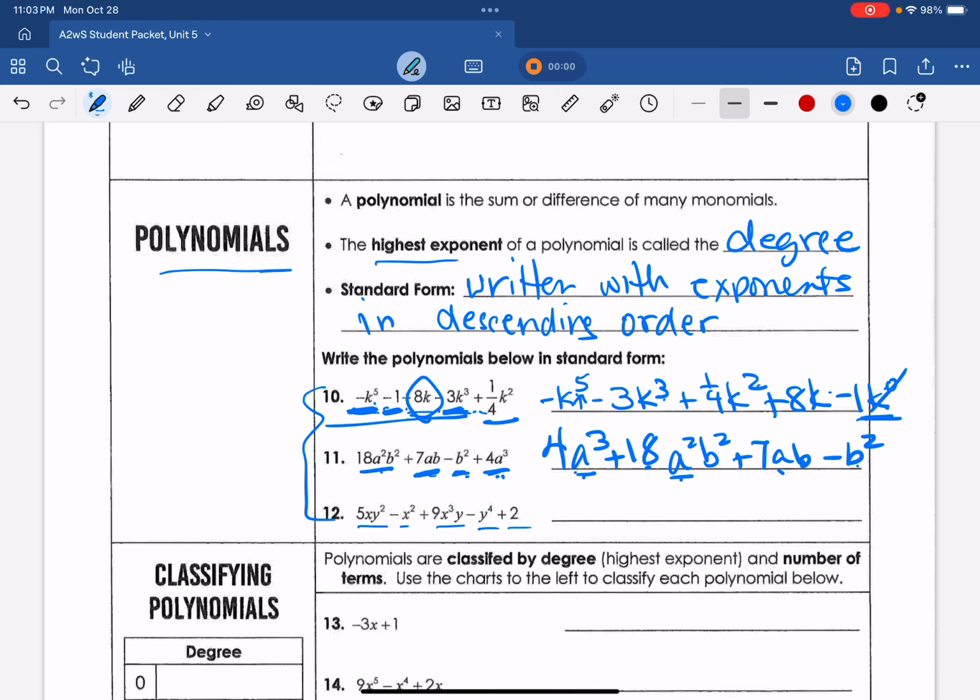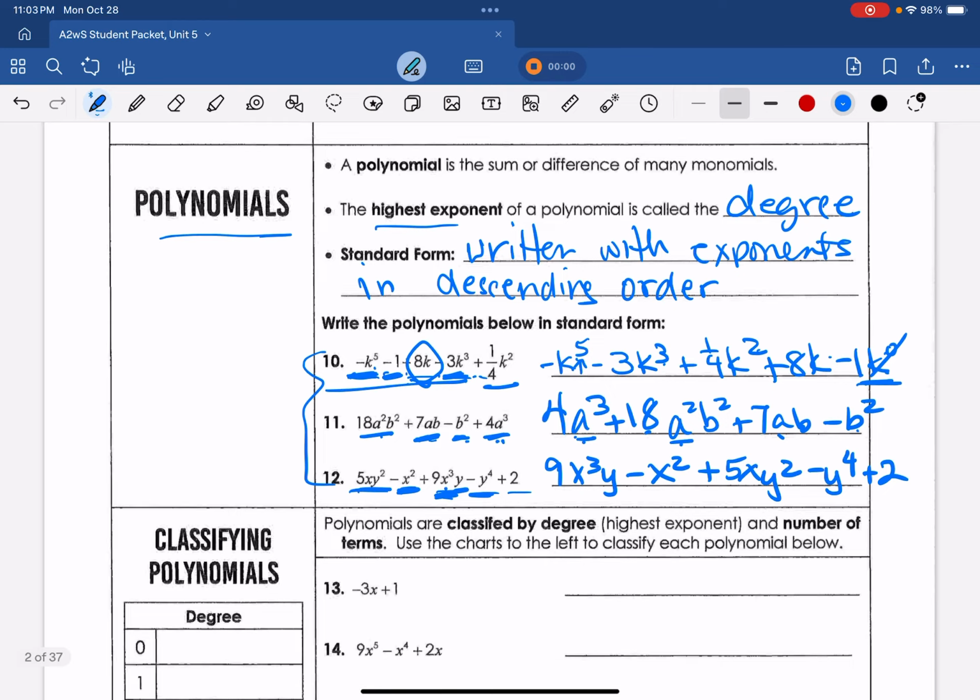Okay, so since x comes before y, we're going to start with our highest x term, and that is going to be this term right here where we've got an x to the third power. So it's going to be 9x cubed y. Now we're looking for the x squared term, minus x squared. Then here's our x to the first, so it's positive 5xy squared. And now we can move on to our next variable, which is the y, minus y to the fourth, and our constant comes at the end. So these are all in standard form.